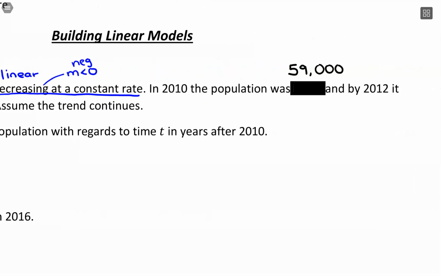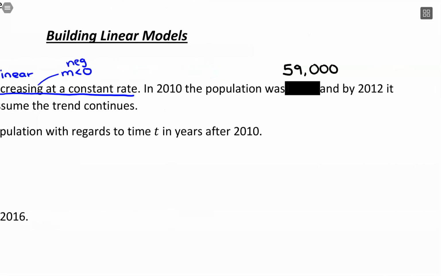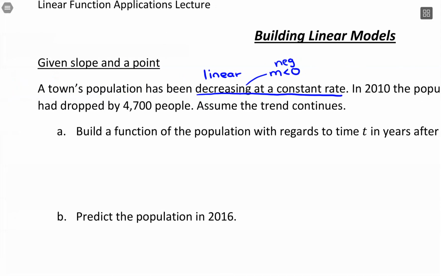In 2010, the population was 59,000, and by 2012, it had dropped by 4,700 people. We're going to assume this trend continues. So, this one's giving me information about the slope right here. The fact that 2 years had passed and the population changed by 4,700. In fact, it dropped, so there's a decrease. So if I want to think about my slope here, it's the fact that I saw this drop of 4,700 people over 2 years.